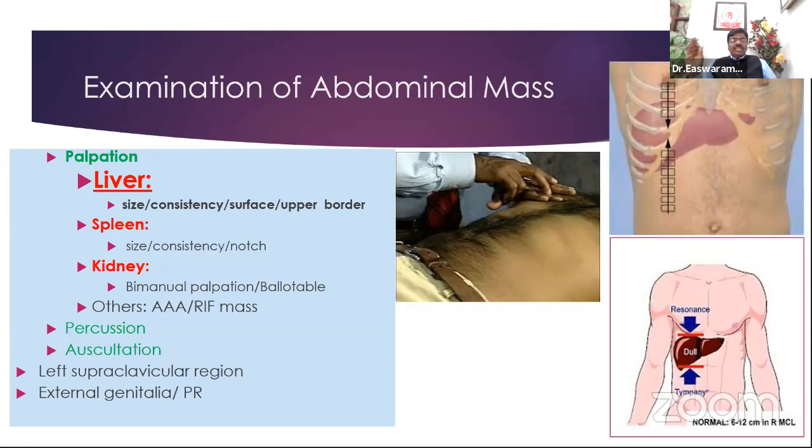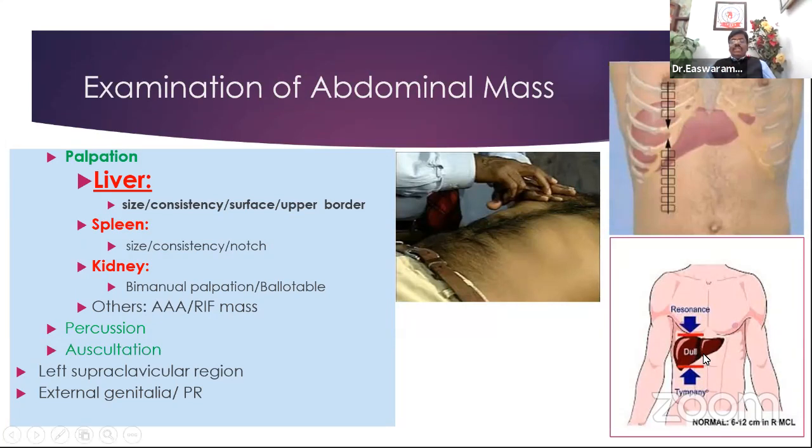Hard in consistency, usually in a secondary liver. Tenderness is present usually in a patient with amoebic liver abscess, like inflammatory pathology, or also in hepatoma and malignancy. Surface is nodular, very often in a nodular cirrhotic liver. Upper border and lower border are very, very important. The lower border is palpable, and the upper border is percussible.